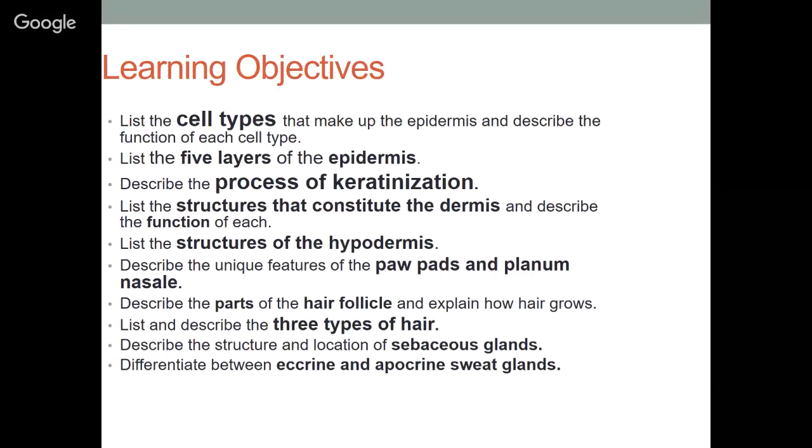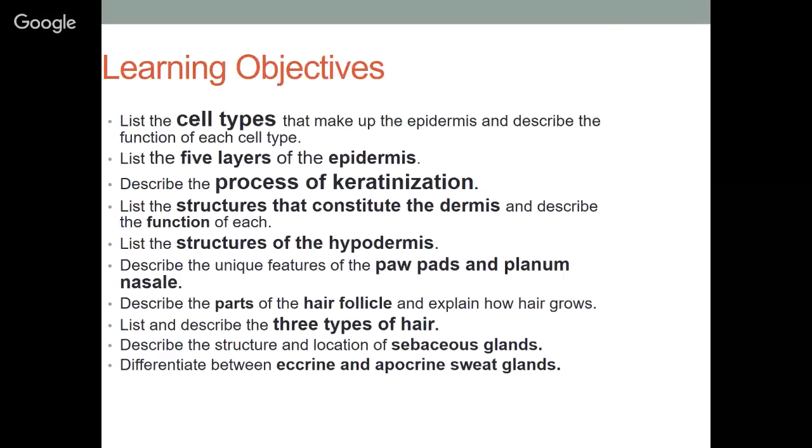We're going to describe the unique features of the paw pads and the planum nasale on animals. We're going to describe the parts of the hair follicle and explain how hair grows. We'll list and describe the three types of hair. And we're going to describe the structure and location of sebaceous glands. We'll also differentiate between eccrine and apocrine sweat glands, because I know that you are dying to understand that.